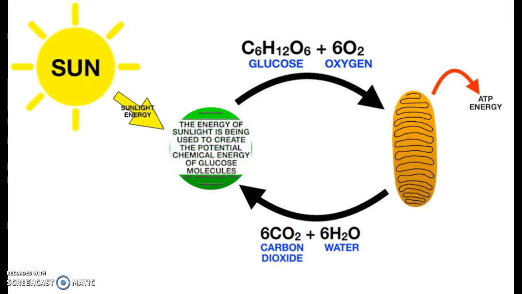The energy of sunlight is being used to create potential chemical energy of glucose molecules in the chloroplast, and then the chemical energy of glucose is being converted into ATP energy in the mitochondrion.